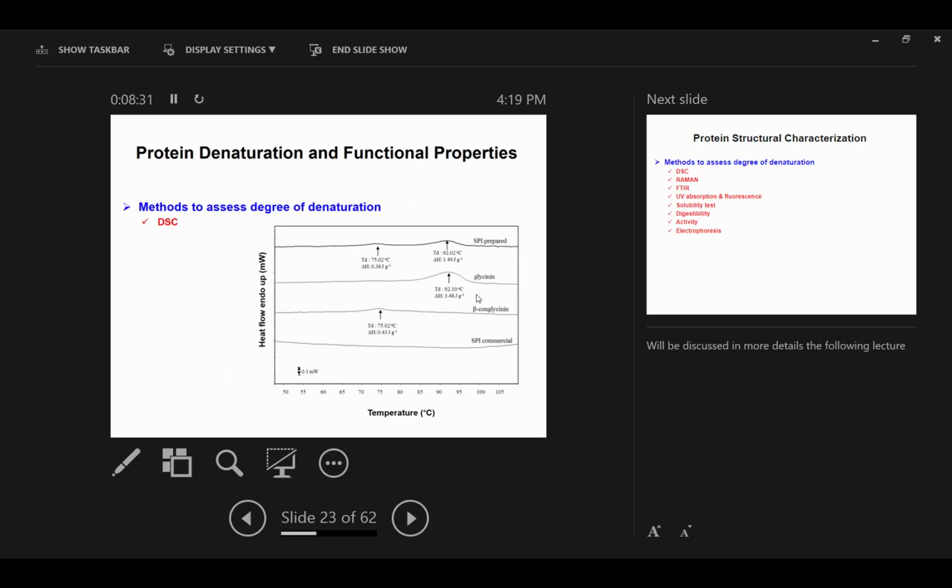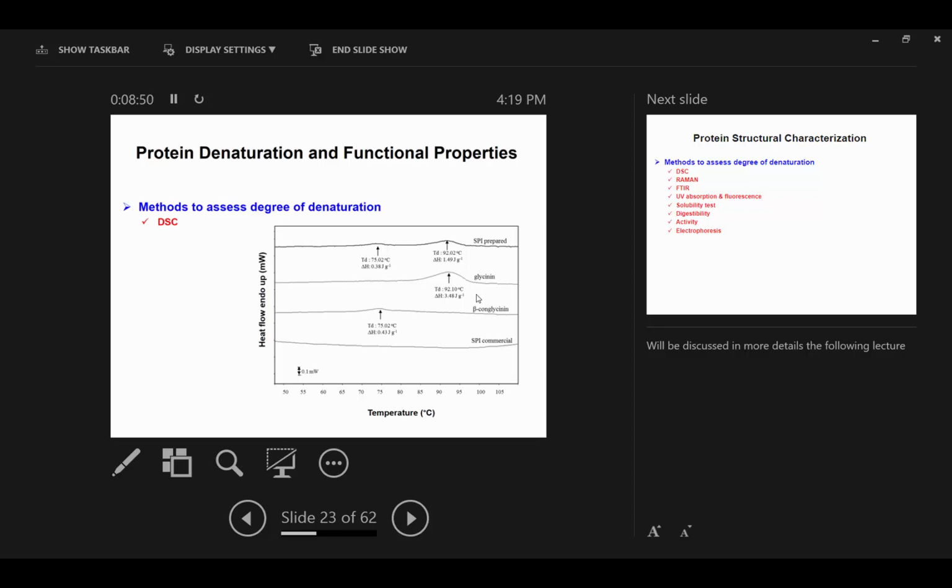Are you familiar with this graph? You've seen it probably in food chemistry lecture, or I did when I taught last semester. Okay, so just to refresh your memory, and I don't know, are they going to do a DSC in the lab?